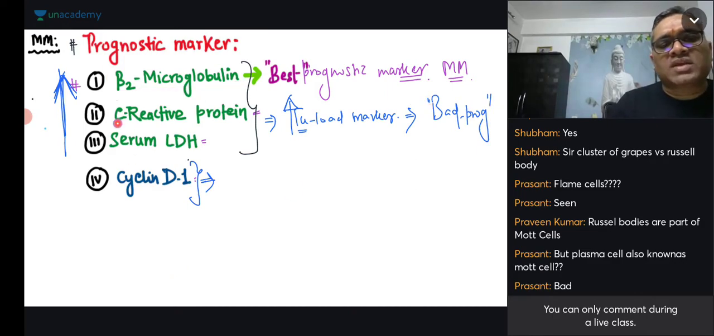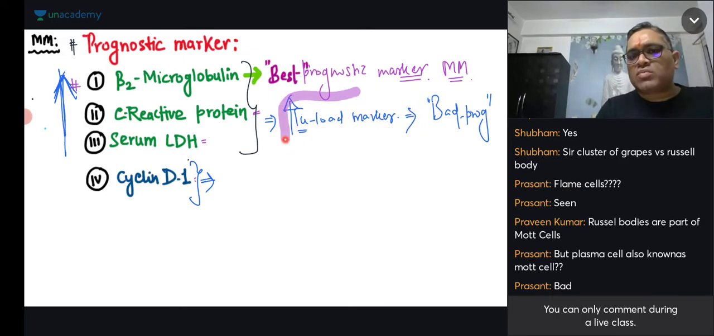Beta 2 microglobulin, C-reactive protein, serum LDH. All these are the tumor load markers. That was the NEET PG question in 2017: which of the following is a tumor load marker in multiple myeloma? Beta 2 microglobulin, C-reactive protein, serum LDH. All of the above, right?